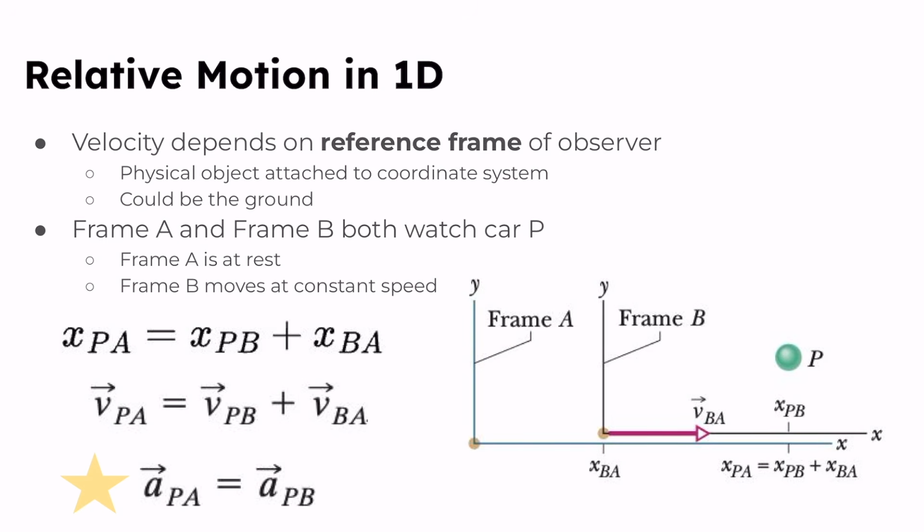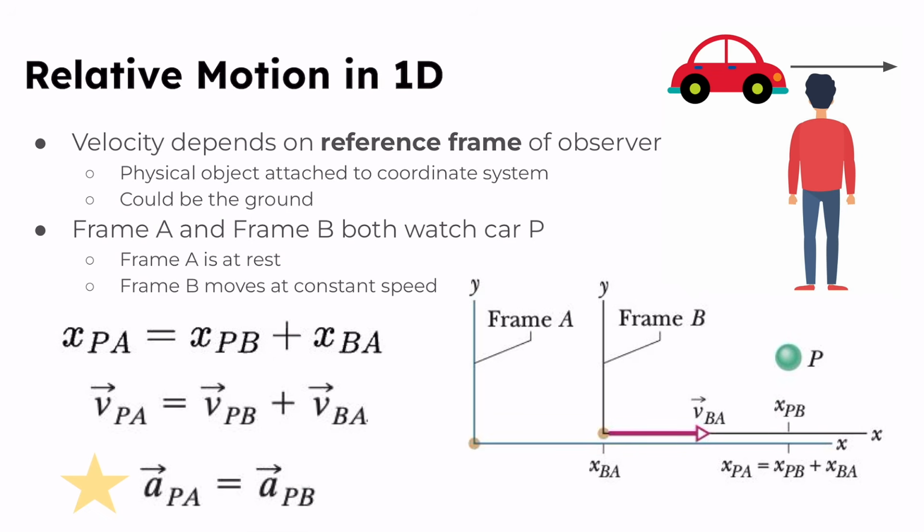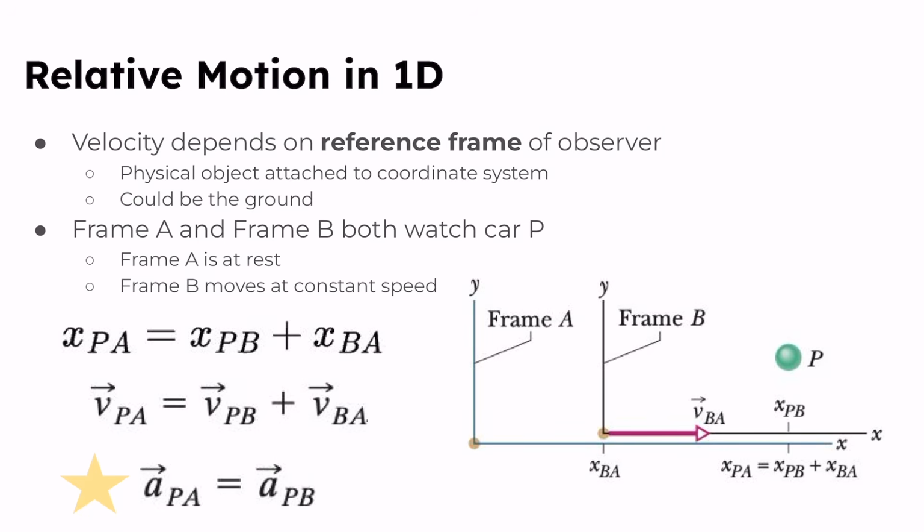For example, let's say you see a car moving in your reference frame. The person in the car sees you moving in their reference frame, but in the opposite direction. So that's the effect of reference frame on our measurements. A reference frame is basically a physical object to which we attach a coordinate system. In our everyday life, for example, like I said, that object could be the ground.